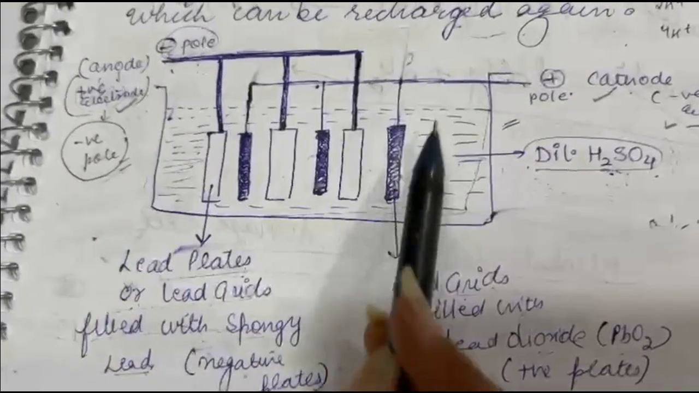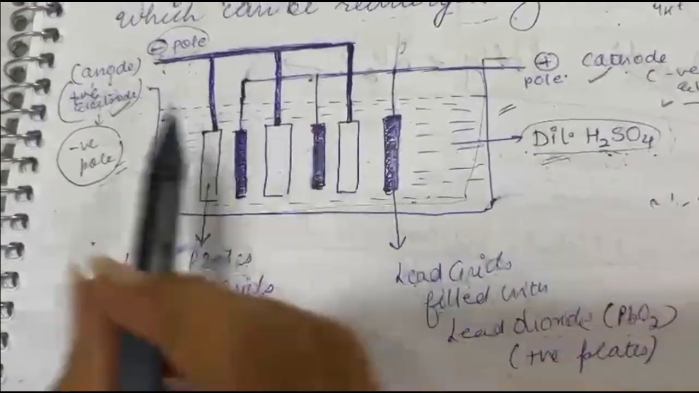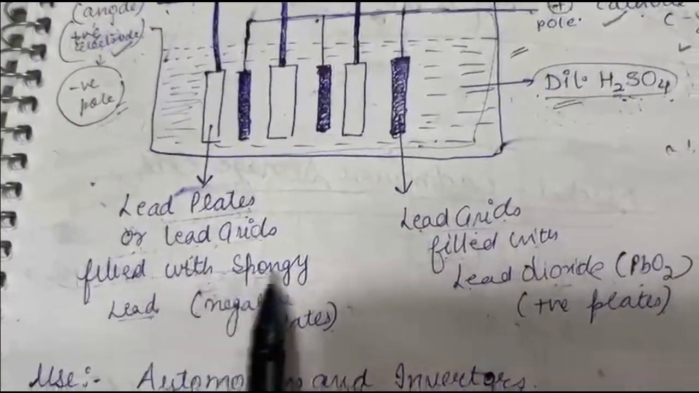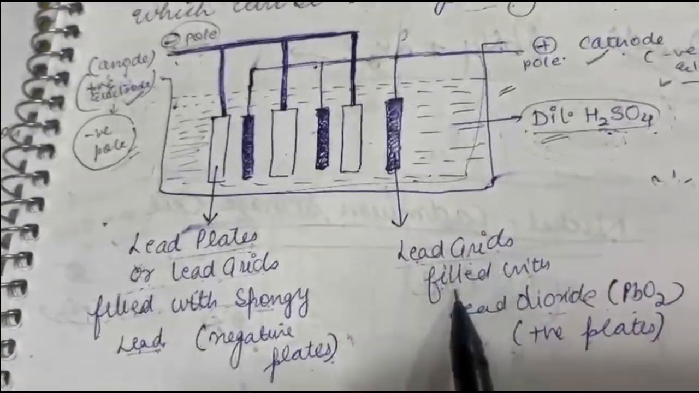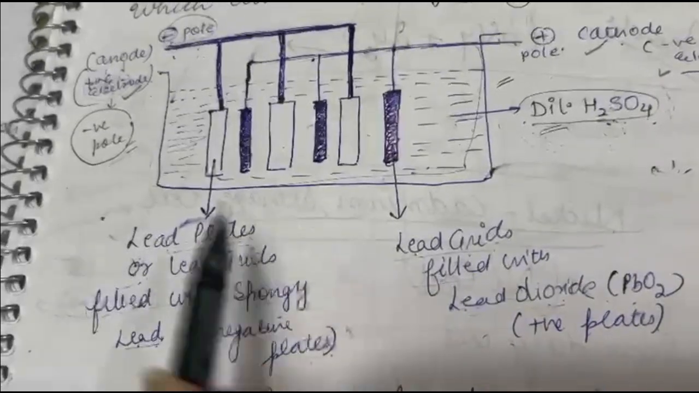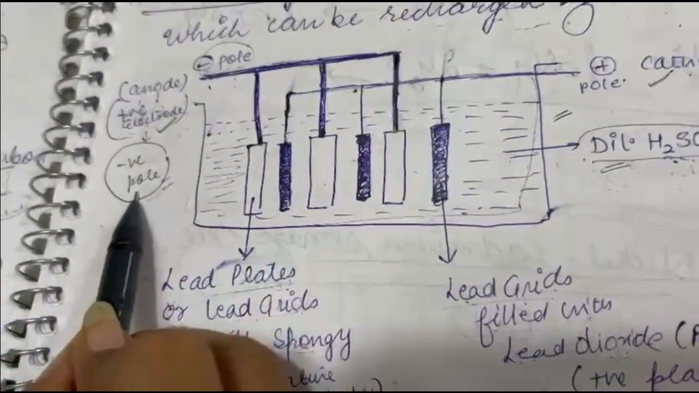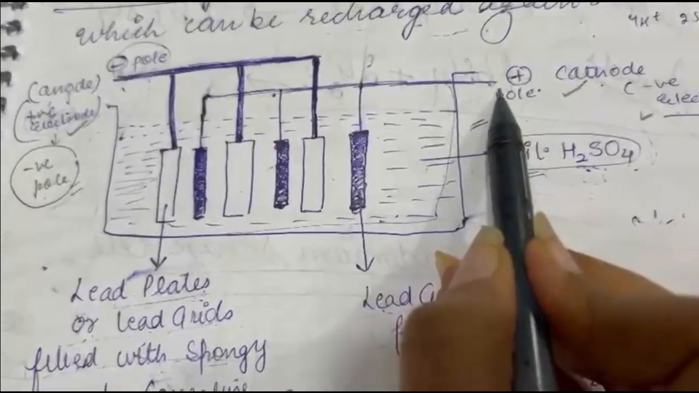It is quite clear from the diagram that it has an electrolyte of dilute sulfuric acid, whereas the anode is made up of lead plates or lead grids filled with spongy lead, and the cathode is made up of lead grids filled with lead dioxide. Now what is anode? Anode is the negative electrode and positive pole, whereas cathode is the positive electrode and negative pole.